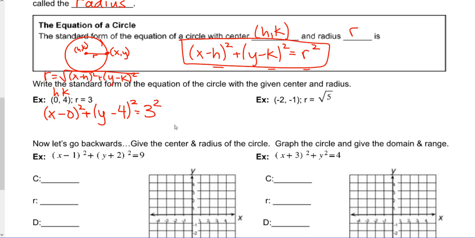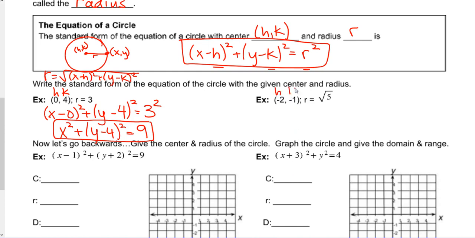Now, probably you can leave it like that, but we probably want to simplify it a little bit more. So if I do this, x minus 0 is just x. So I could actually just bring this down to just x squared plus, we don't want to square that out in general form. It's kept in the parentheses, so keep it in the parentheses. And we can do the 3 squared, which is 9. Therefore, this would be the equation of our circle with that center and that radius.